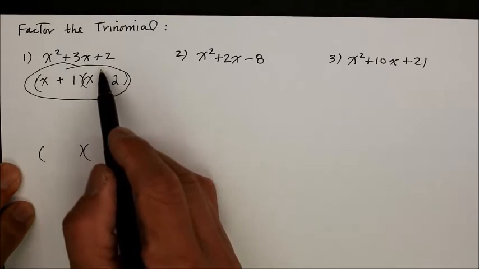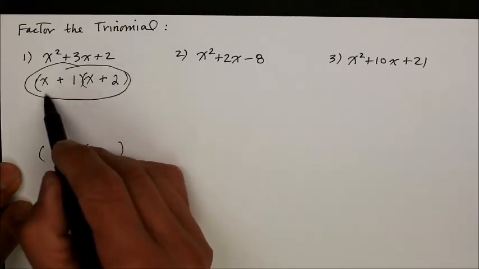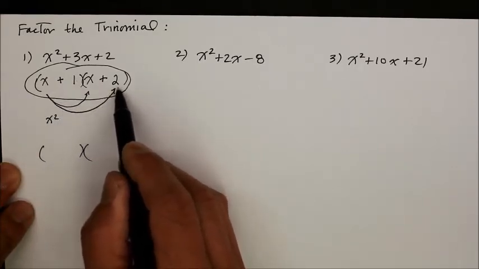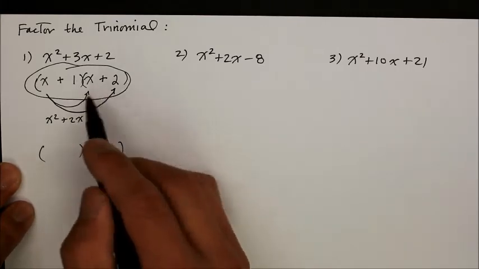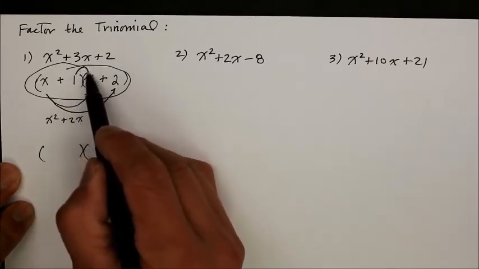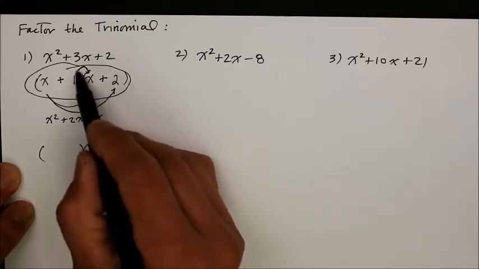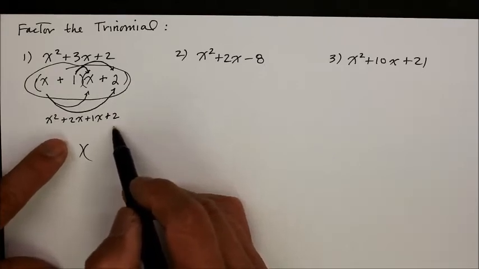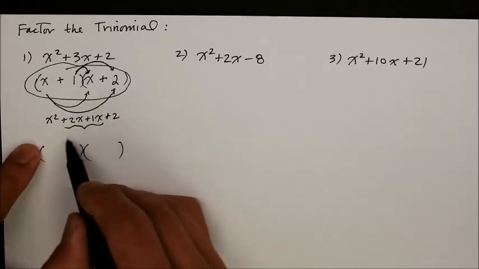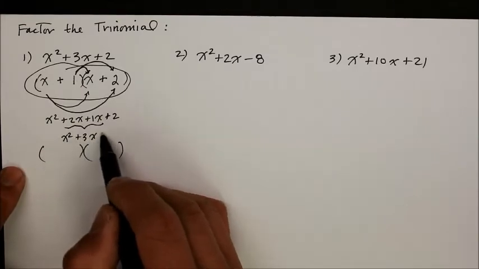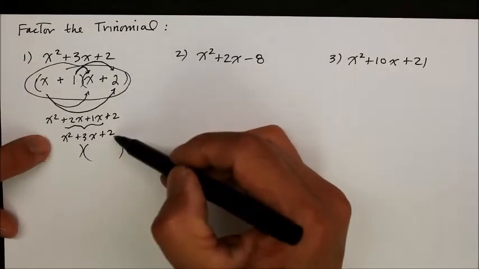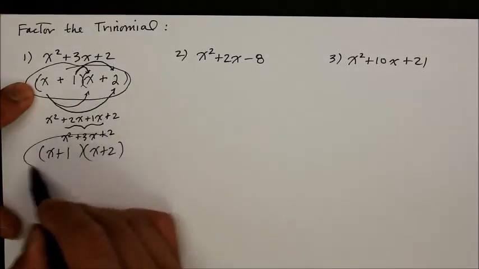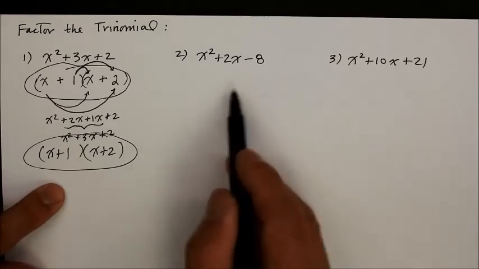How do you check if it's right? Do the distributive property again. X times x is x squared. X times the second term is 2x. Now 1 says, me too, me too. So 1 times x is 1x. And 1 times 2 is 2. I said in the last segment, anytime you do a distributive property, you combine the middle terms, and you end up with x squared plus 3x plus 2. There it is, the original. So this, in fact, is the correct factorization. Ta-da! You try these two now.